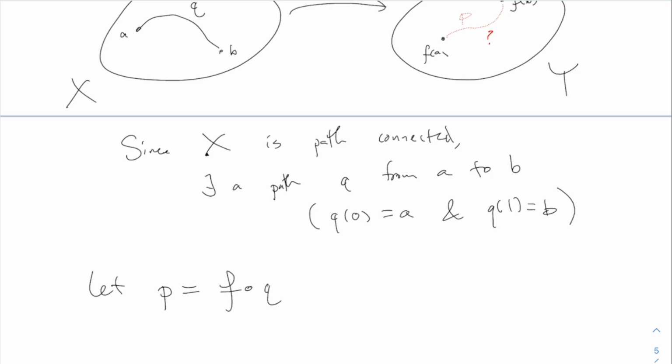All right, this is now a function. In order to be a path, it has to be a continuous function. Are you sure that that's continuous? The answer is yes, because we assumed f is continuous as part of the theorem, and then q is continuous because q is a path.